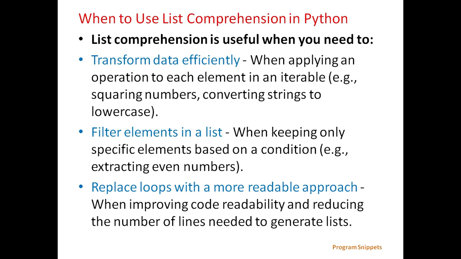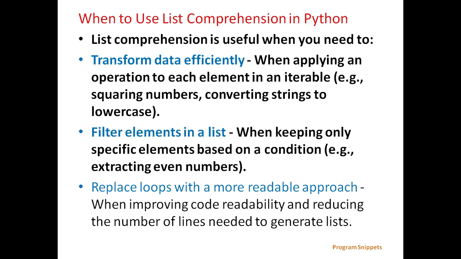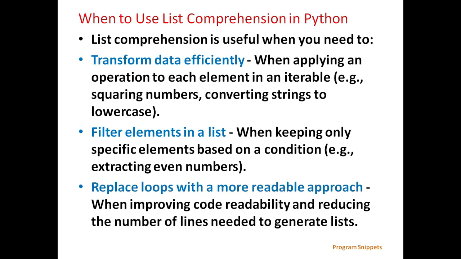List comprehension is useful when you need to transform the data efficiently. That is, when you are applying an operation to each element in the iterable, list comprehension is useful. Then filtering elements in a list: when you want to keep only specific elements based on a condition, list comprehension is useful. And to replace loops with a more readable approach: that is, when improving code readability and reducing the number of lines needed to generate the list, list comprehension is useful.